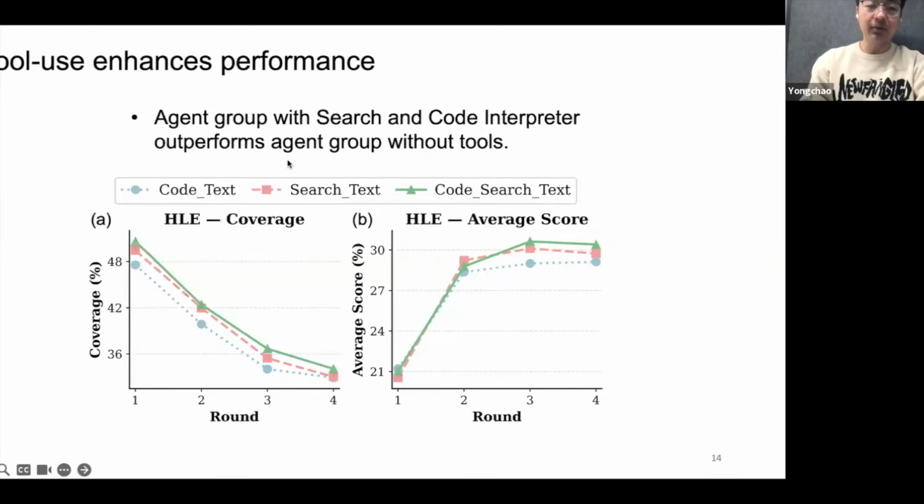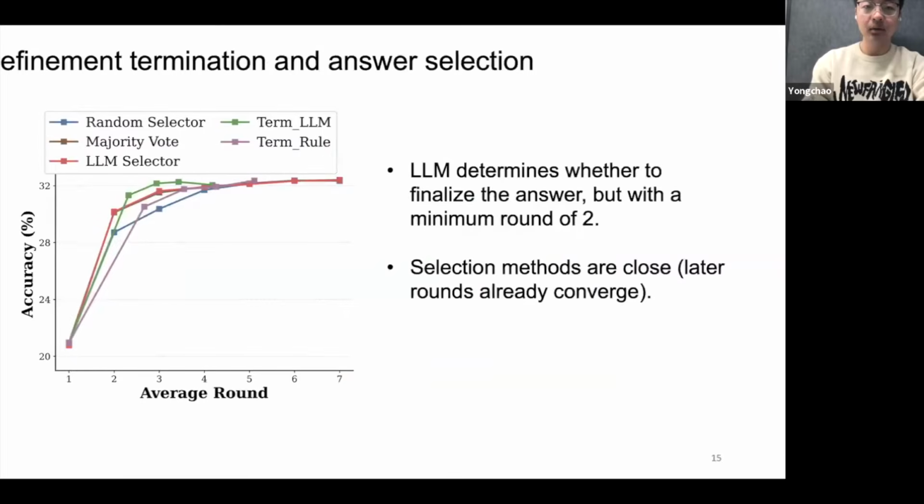And another is we find tool use enhances the performance. So we compare agent groups that have both code and search tools versus only code versus only search. And you'll see the performance is also better, because I think the extra tools enhance both the diversity and the quality.